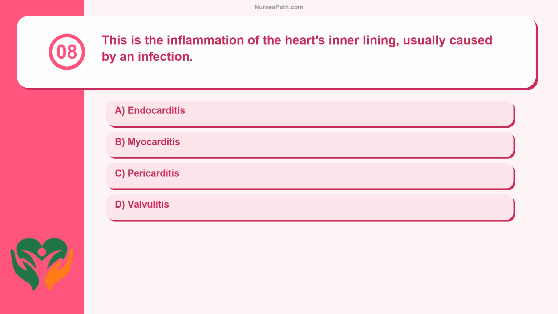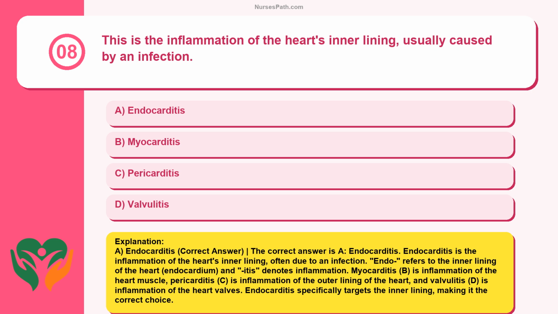Question 8. This is the inflammation of the heart's inner lining, usually caused by an infection. Endocarditis, myocarditis, pericarditis, valvulitis. A. Endocarditis. Correct answer. The correct answer is A. Endocarditis is the inflammation of the heart's inner lining, often due to an infection. Endo- refers to the inner lining of the heart, the endocardium, and -itis denotes inflammation.